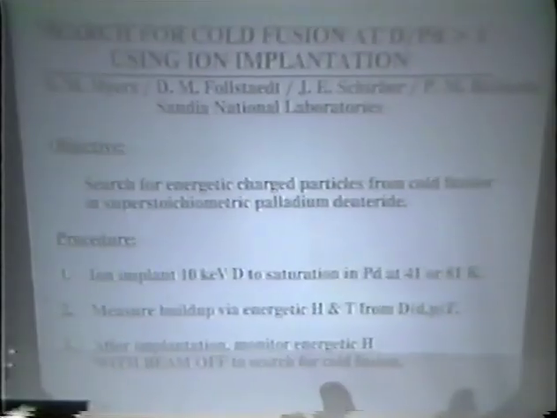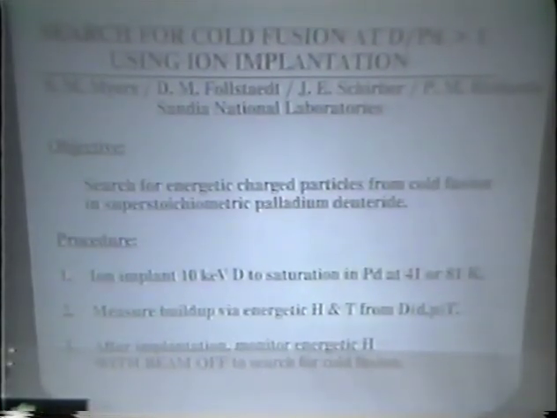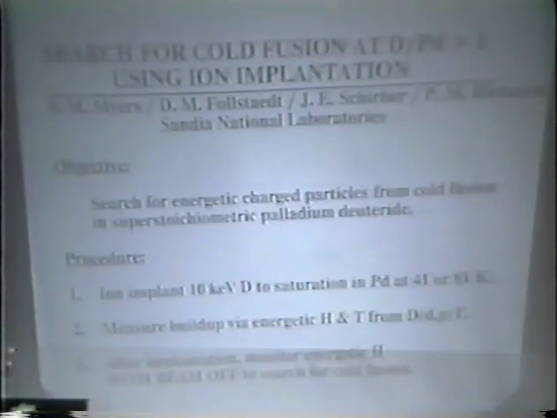Of course, as has been apparent from this conference, when one uses high pressure gas phase charging or electrochemical charging, these higher atomic ratios, in particular atom ratios above 1, are not easily achieved as they are with the implantation.